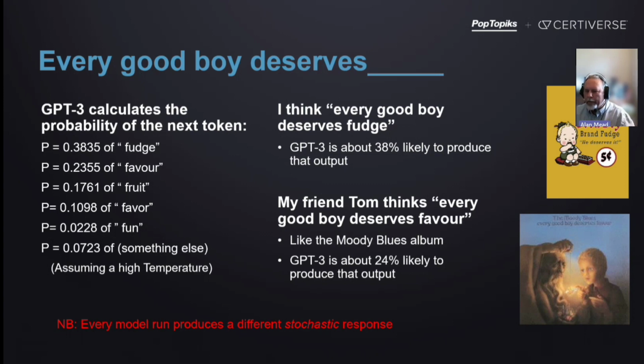The key thing to recognize is that every time you type in "every good boy deserves" and send it off, the model is calculating this probability distribution, and then it's selecting at random from this probability distribution. 38% of the time it picks fudge, 24% of the time favor, and so on and so forth. If you're familiar with the temperature parameter, I don't have time to talk about that, but that affects this probability distribution. That's the way that the temperature parameter works.